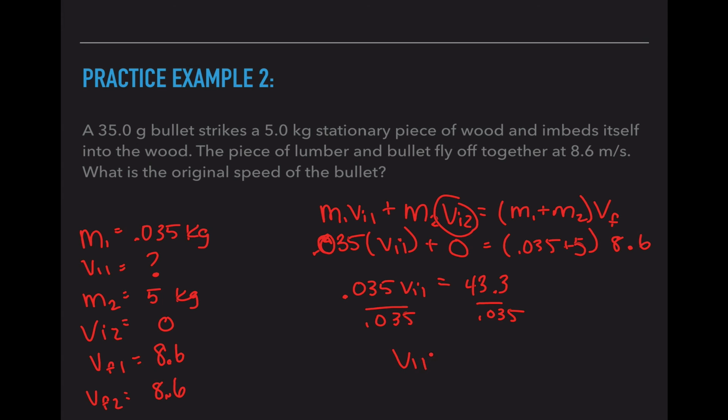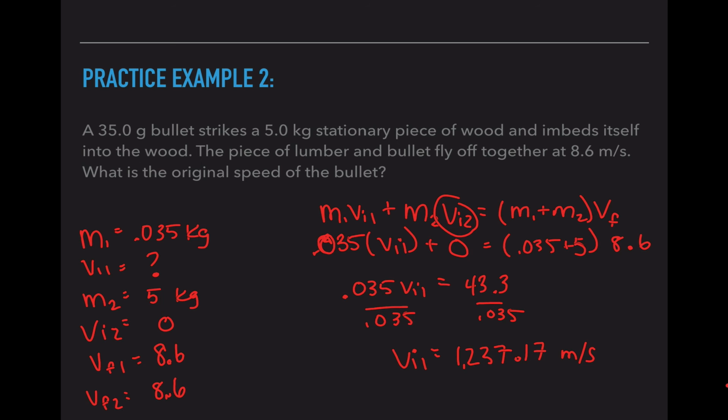and VI1 has a value of 1,237.17 meters per second. So that bullet was traveling pretty quickly to be able to embed itself in the piece of wood and have them travel off at 8.6 meters per second together.